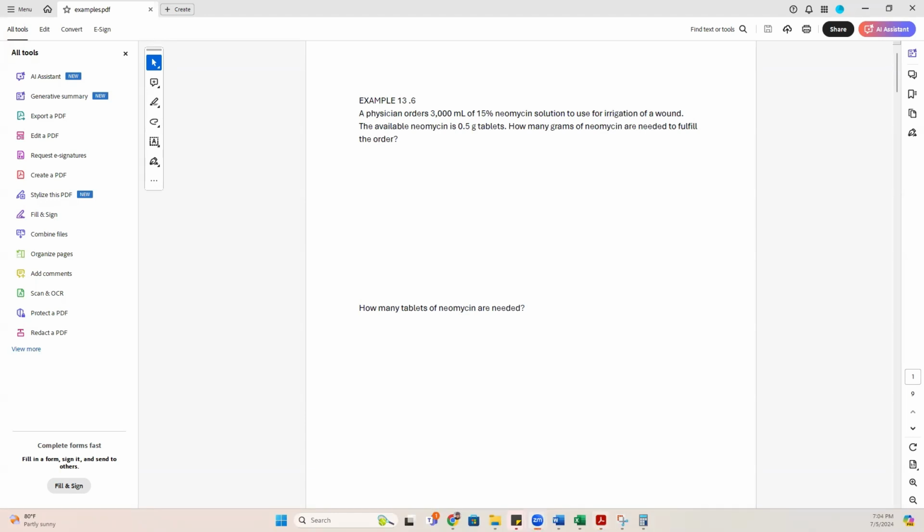Example 13.6. A physician orders 3,000 ml of 15% neomycin solution to use for irrigation of a wound. The available medication is neomycin 0.5 gram tablets. How many grams of neomycin are needed to fulfill the order? So of course we're going to turn our 15% into 15 grams over 100 ml. We're trying to find out in this part how many grams are needed. So we know that's going to be our X, and we're trying to make 3,000 ml.